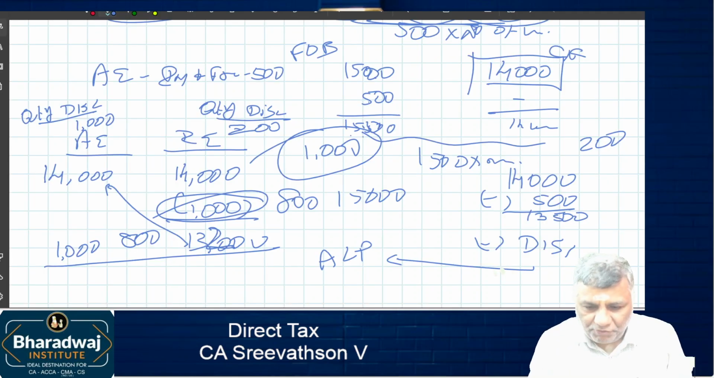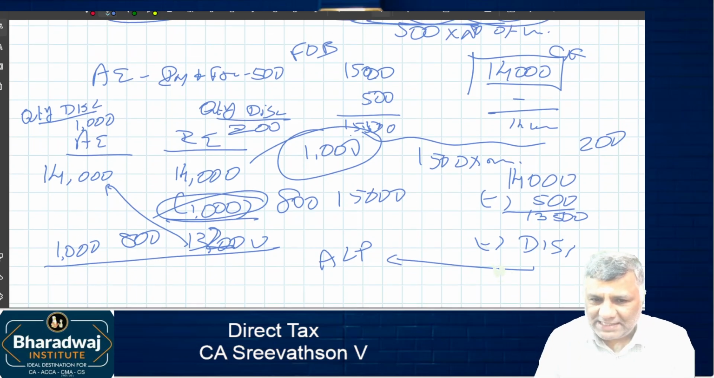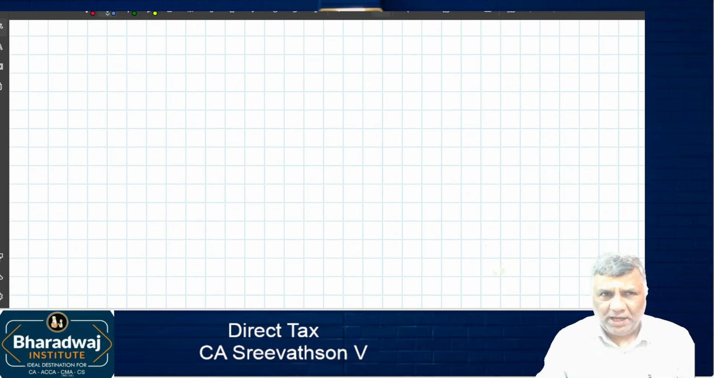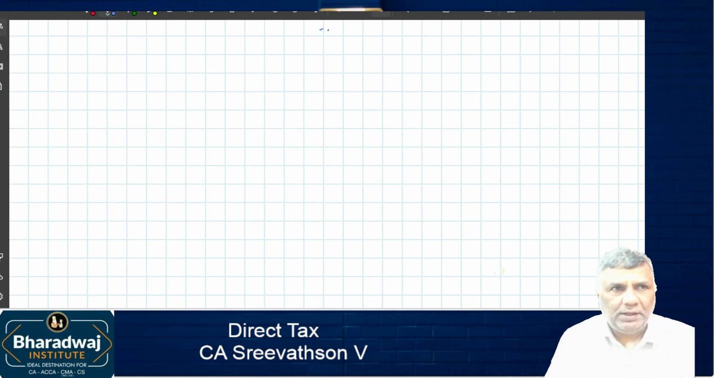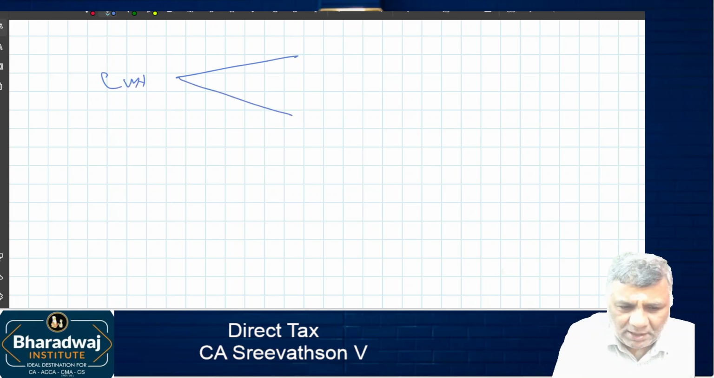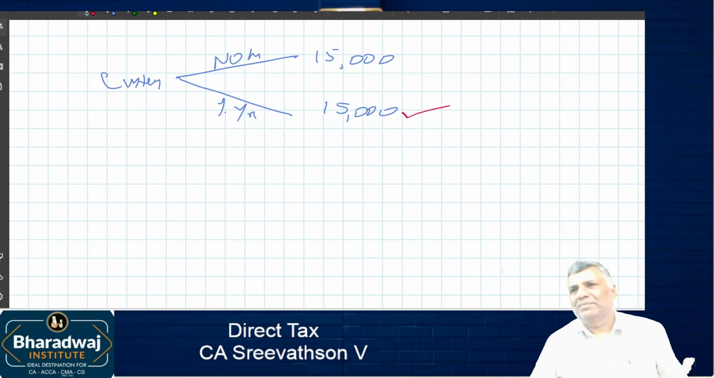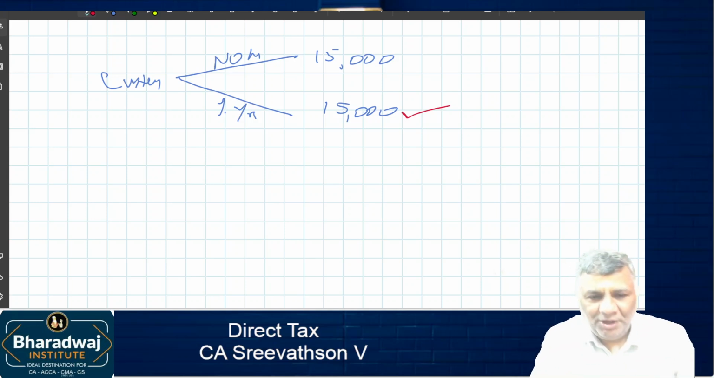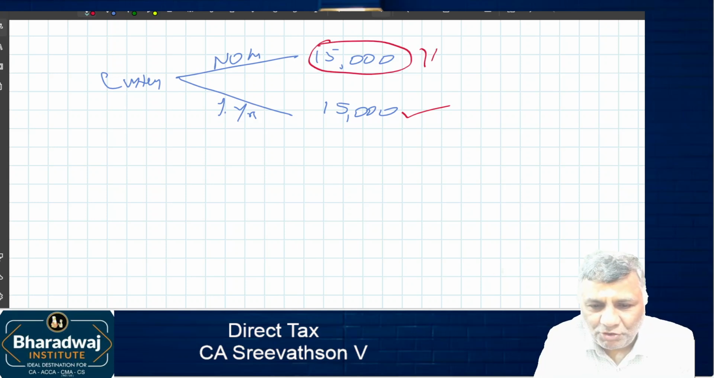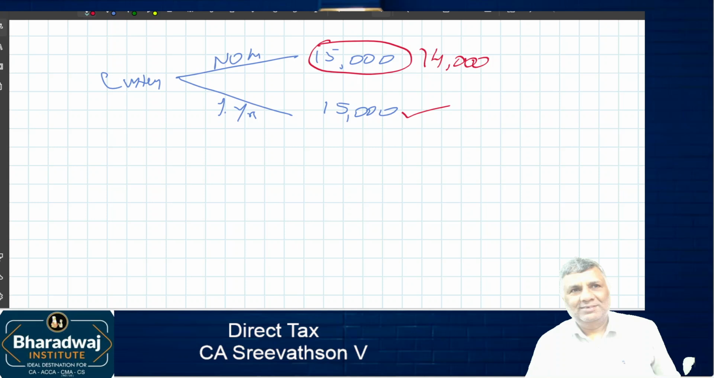Let me first go to a ground level example. Nothing to do with transfer pricing, but I will give you an example. As a customer, I am going in for a television set of 15,000 rupees. One person is not giving any guarantee. Another person is giving 1 year guarantee. Always as a customer, I will prefer this. When will I prefer the one without guarantee? If it is 14,000. Then yes, boss.